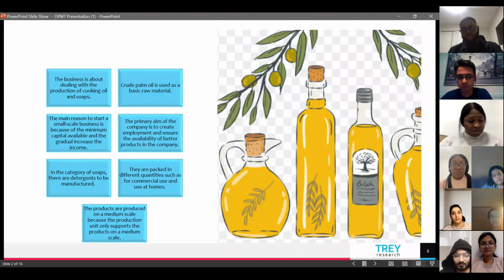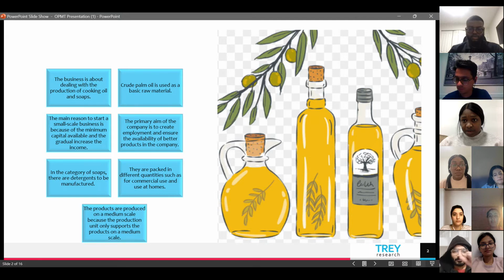The business is all about dealing with the production of cooking oil and soaps. Crude palm oil is used as the basic raw material. The main reason to start a small scale business is the minimum capital available with the companies and the gradual increase of the income.